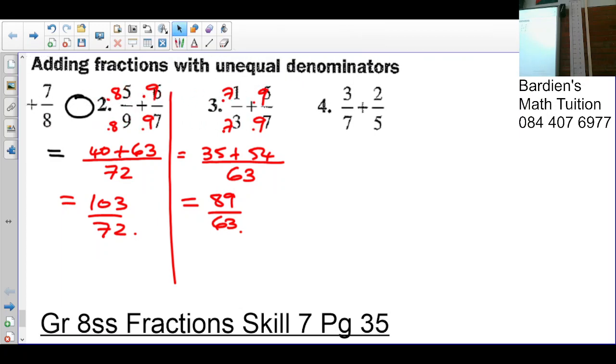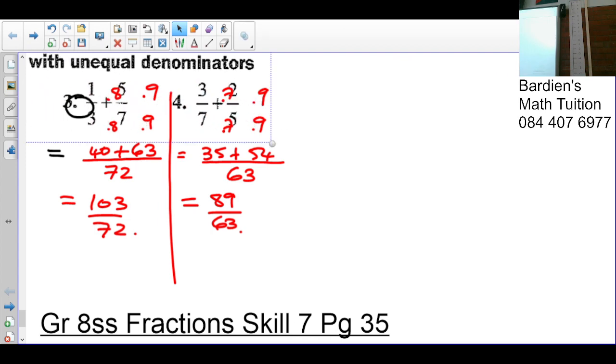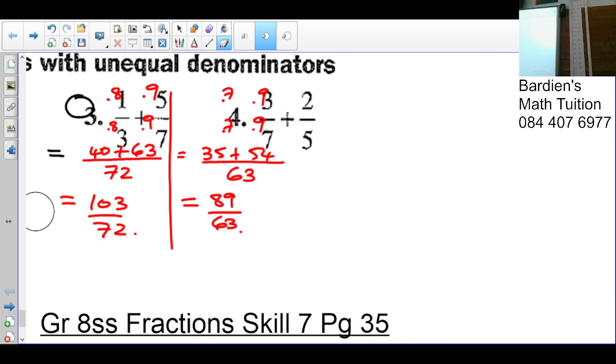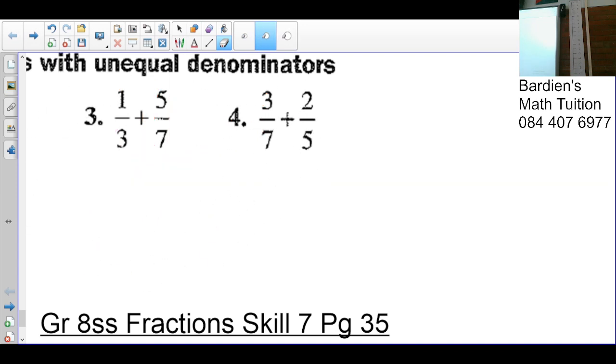What I'm going to do is I move this over, so I can make this bigger. And we're still busy with skill 7. Okay. Page 35. So looking at number 3.